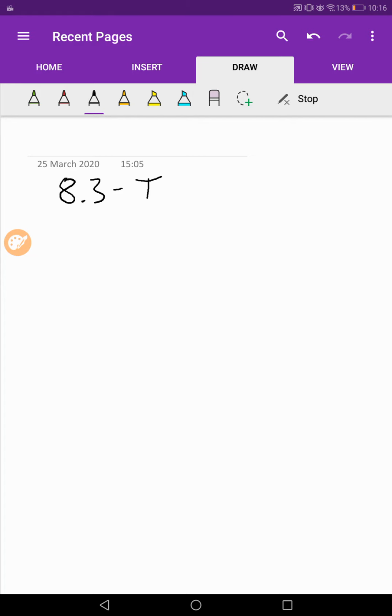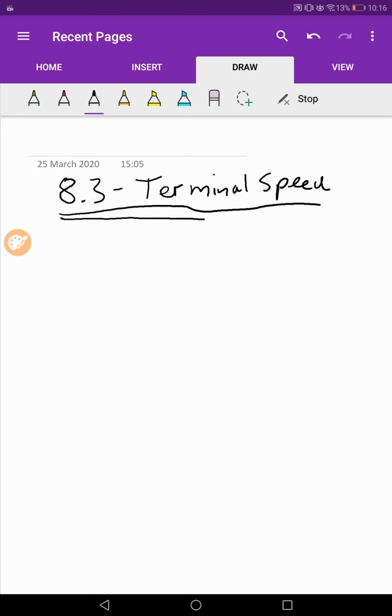Hey guys, so I'm going to give you a lecture on terminal speed. So this is 8.3 in the blue first year physics textbook. I'm just going to start by talking about what I mean by terminal speed.